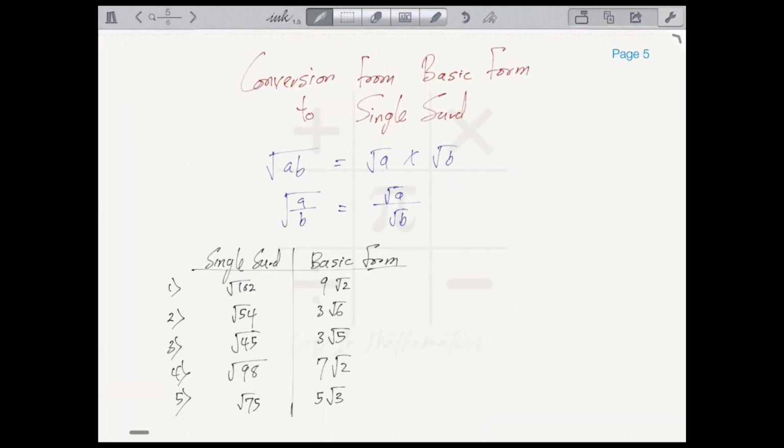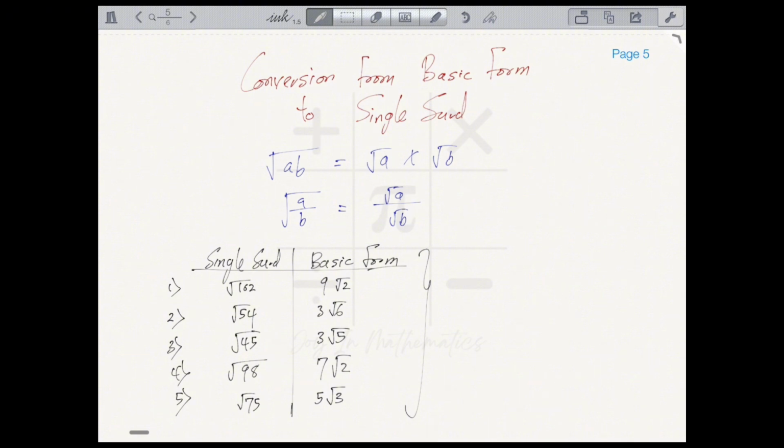In our previous video, we dealt with how to convert single surd back to basic form. Now here we'll learn how to convert basic form to single surd. This is the reverse of the conversion we made in the last video, so if you haven't watched it, please go back and watch it now.